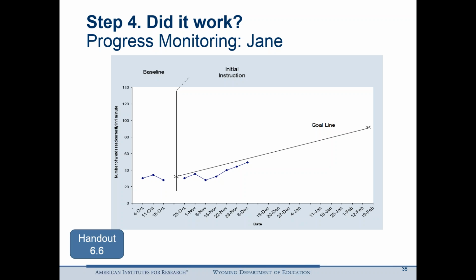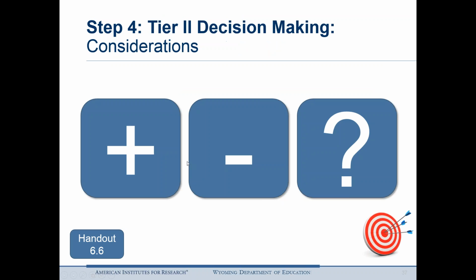The second set of scores was collected during Jane's time in the Tier 2 reading intervention. Locate handout 6.6 in your participant workbook for a copy of Jane's data. What do you think? Does she have a positive response, a negative response, or a questionable response?